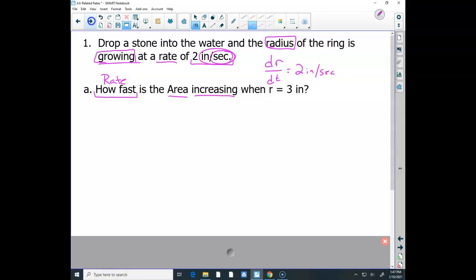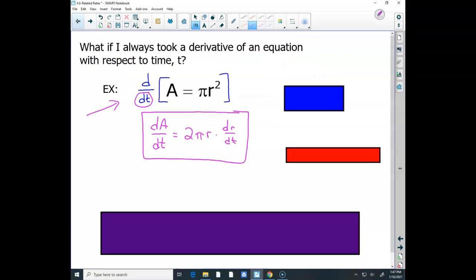What they want us to know is how fast is the area growing? What's the rate of the area? Well, that's saying find dA/dt when my radius is 3 inches, okay? Well, maybe in this case I'm looking for the change in area. I have to know how my radius is changing, and I would also have to know my radius. So if I know 2 of these 3 variables, I can definitely solve for the third, right?